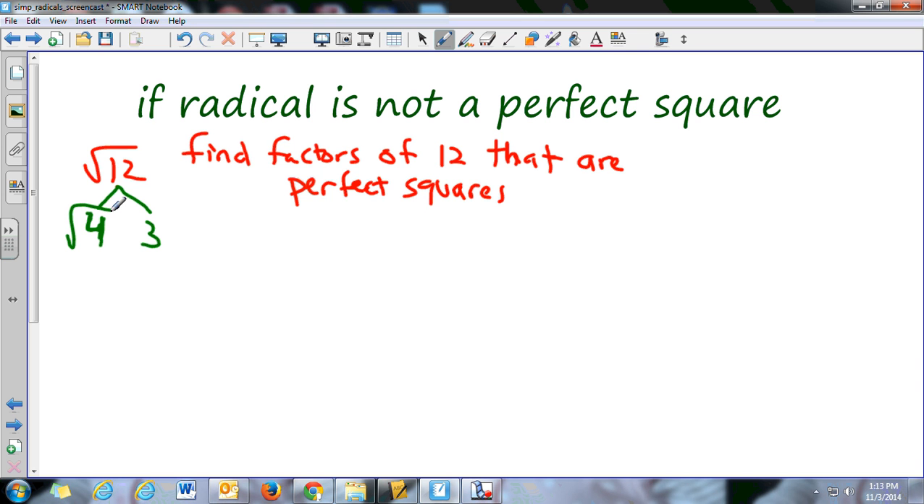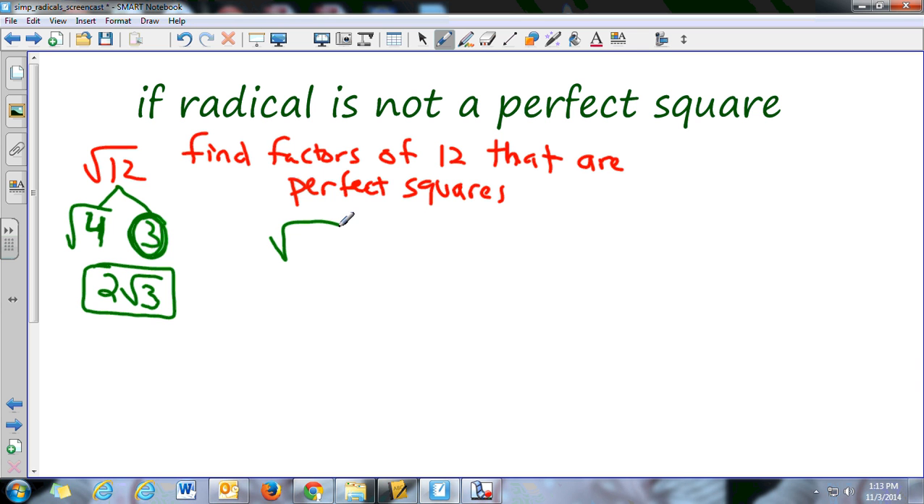I can take the square root of 4. The square root of 4 is 2. The 3 is not a perfect square, so I put that back in the box. And so my simplified answer is 2 times the square root of 3. So essentially, whatever you can take the square root of, that's what's coming out. Whatever you cannot take the square root of evenly, that's going back underneath your square root symbol. Let's look at another one.